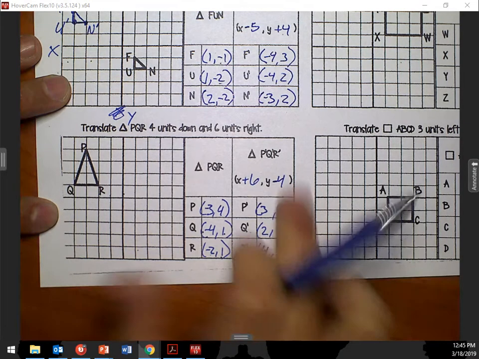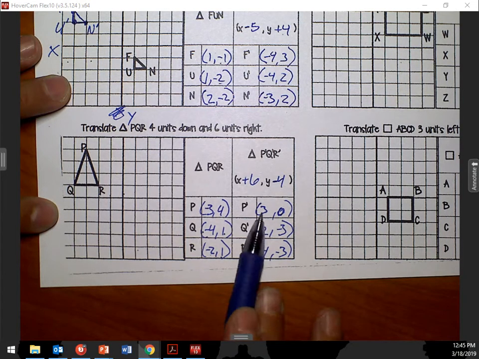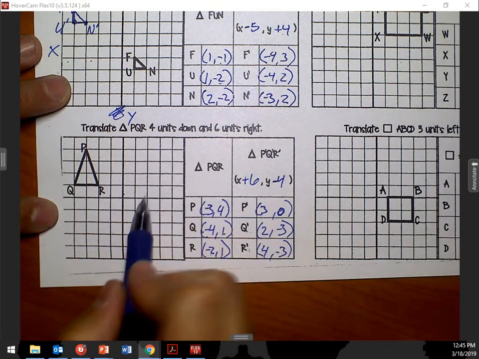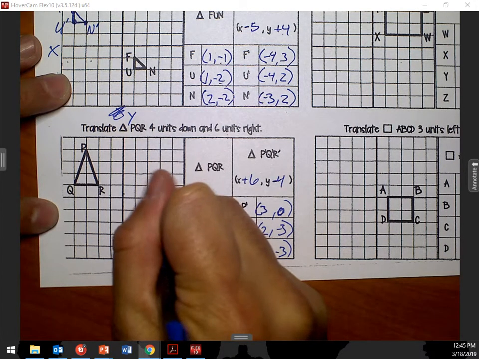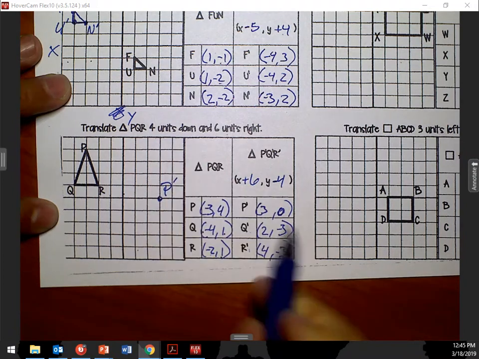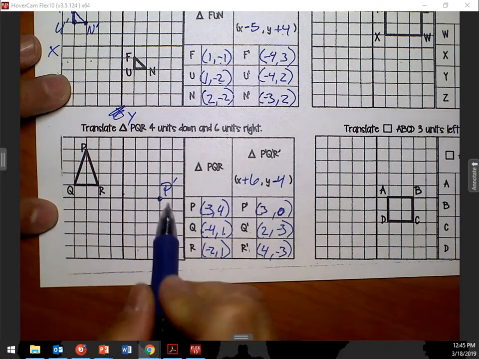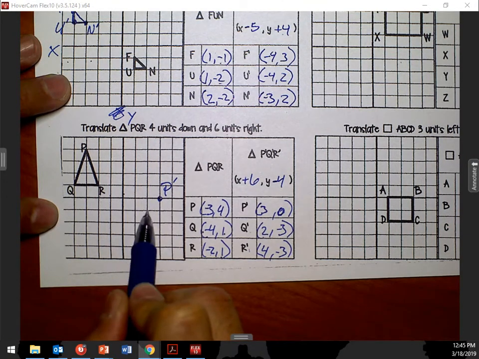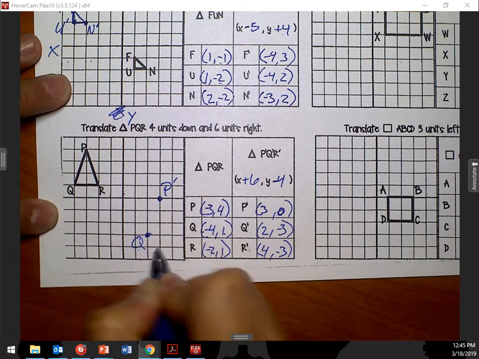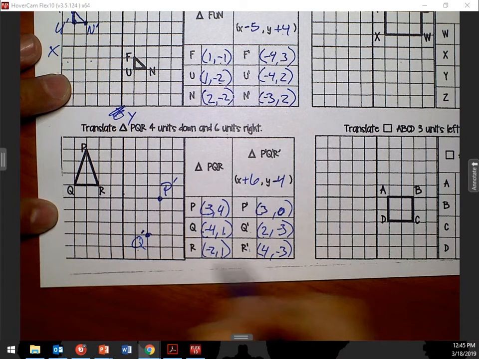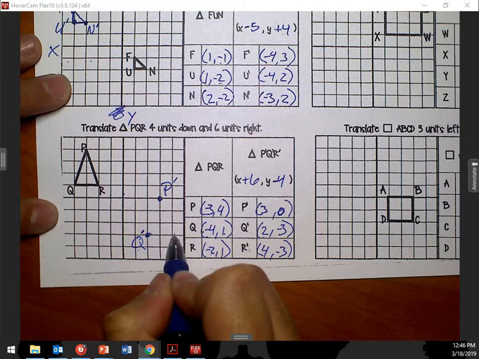There we go. So let's put our points where they're supposed to be. So 3, 0. So 1, 2, 3. P prime. 2, negative 3. 1, 2. Q prime. And R prime. Right here.